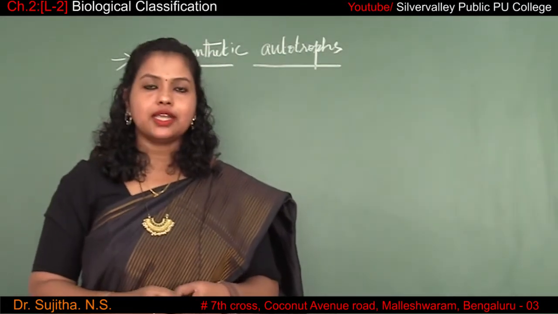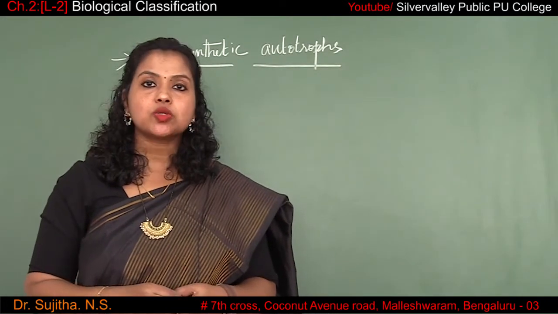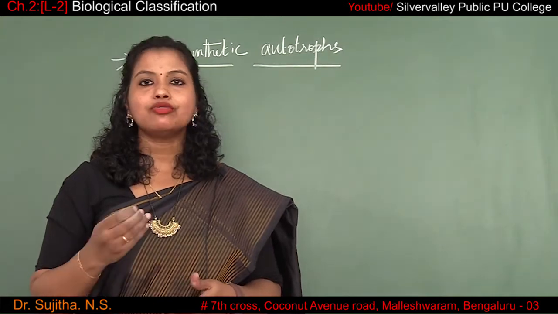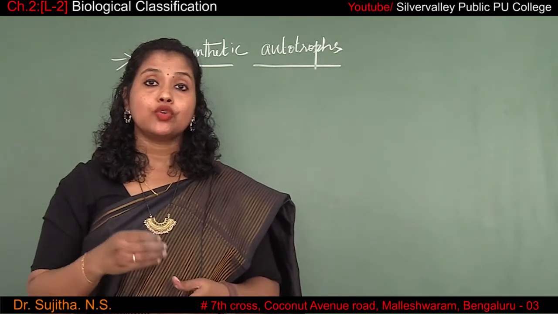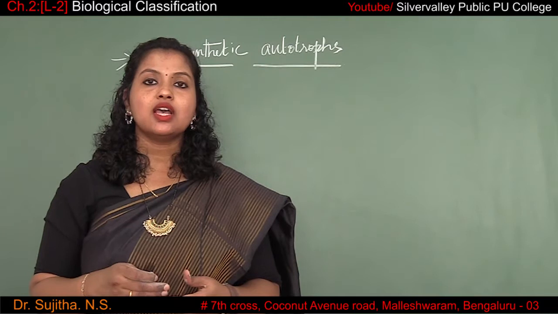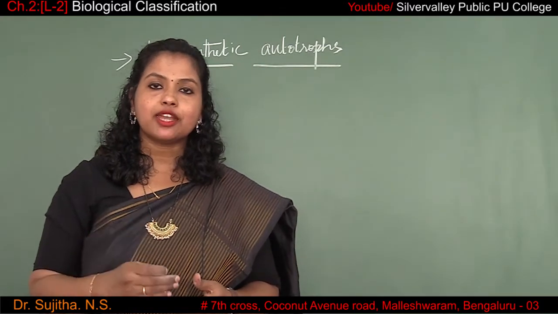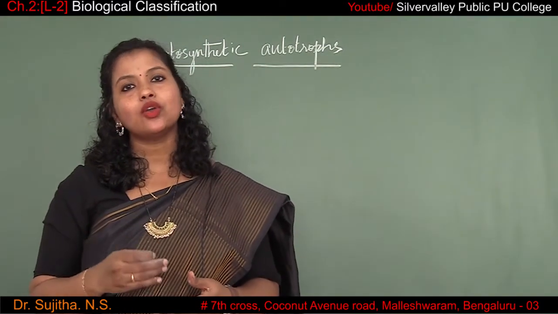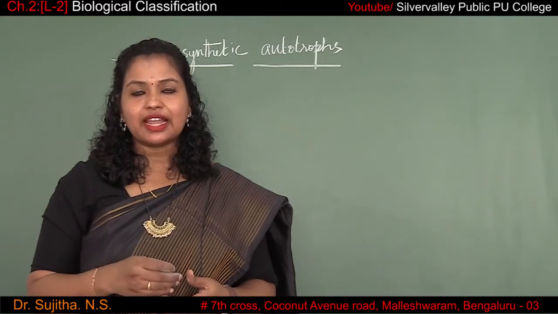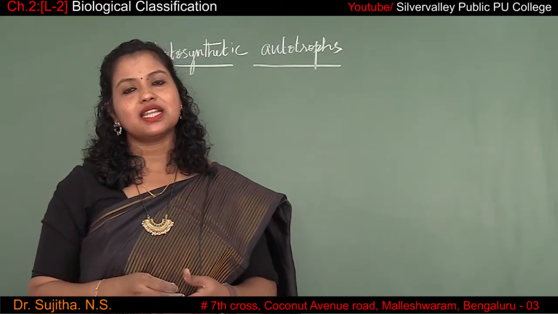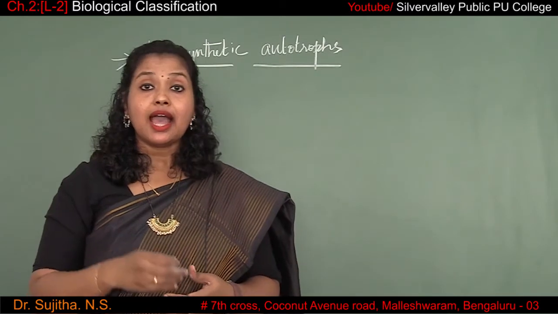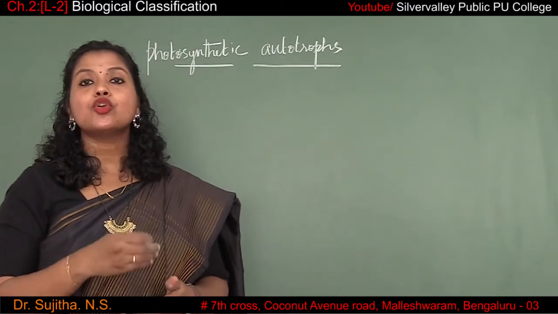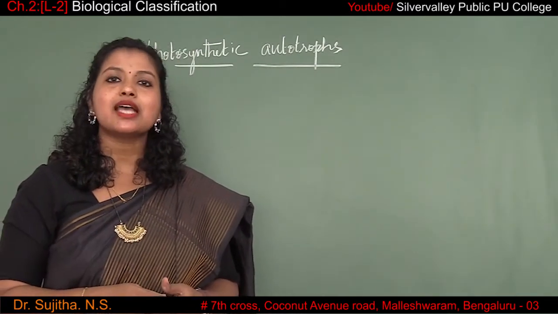Now let us study in detail about the photosynthetic autotrophs. What are photosynthetic autotrophs? Photosynthetic autotrophs are those living organisms which can prepare their own food with the help of chlorophyll. And chlorophyll A is the pigment which is present in these living organisms. And the example for this photosynthetic autotroph is cyanobacteria.